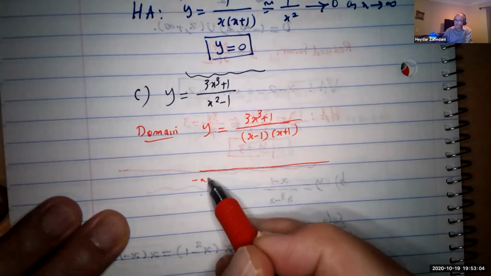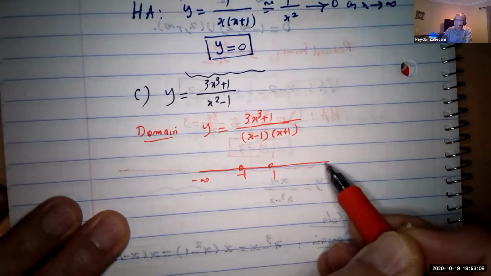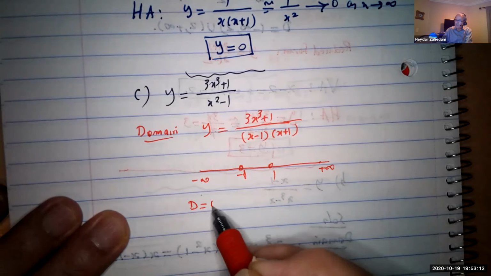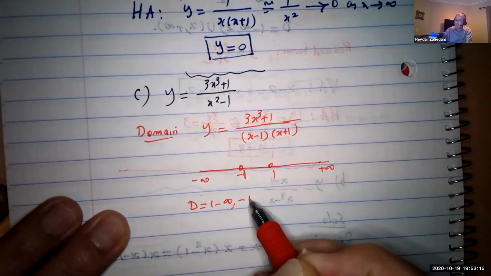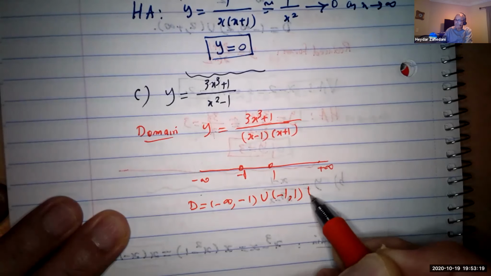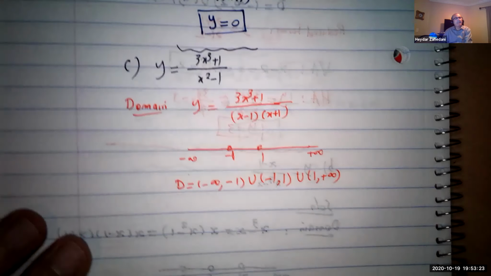Okay, this is negative infinity. We get a negative 1. We have a positive 1. And it's positive infinity. So the domain would start from negative infinity going to negative 1, union with negative 1 and 1, and the union with 1 and positive infinity. Okay, that's the domain.